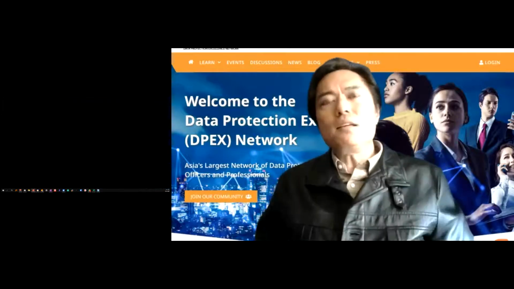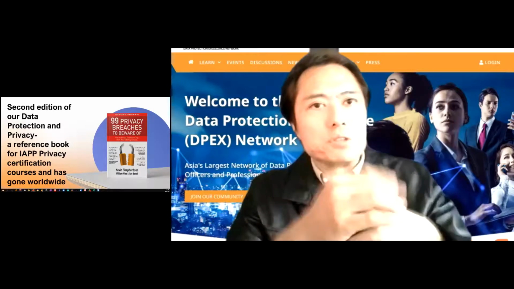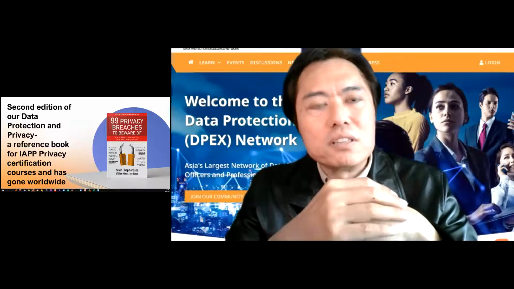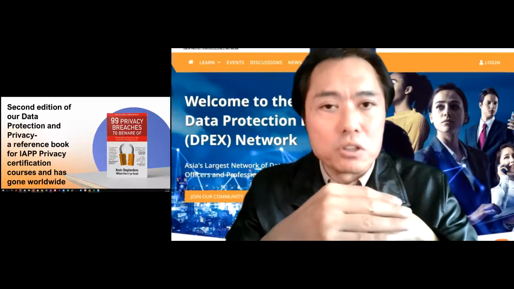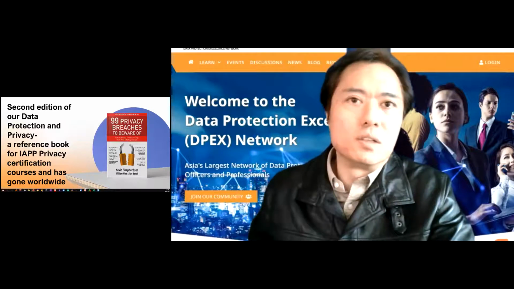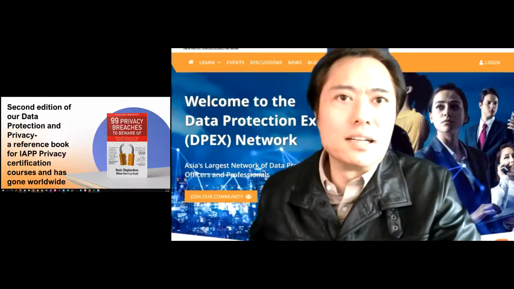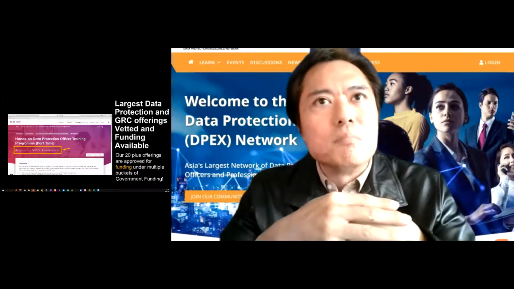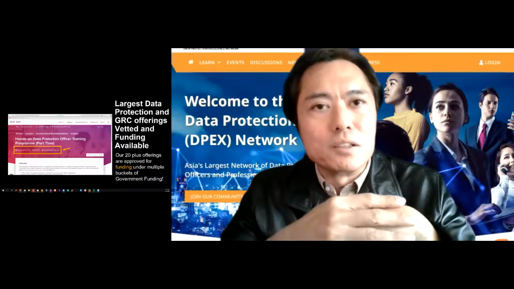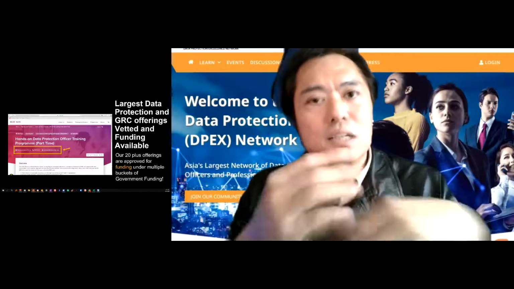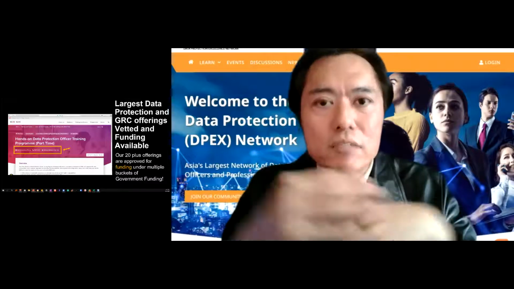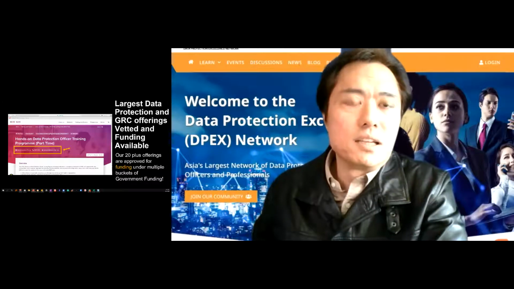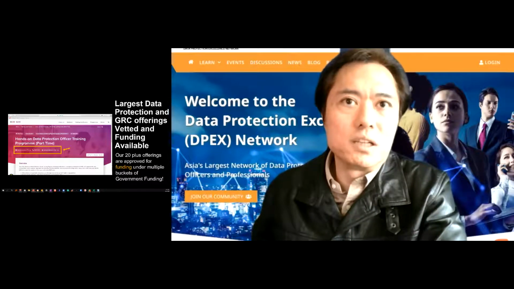And this is something we have produced as well, the Data Protection Breaches book. It's now in its 2nd edition, and it's the reference book for the international certification course as well. It's gone worldwide, so something to be proud of from a little dot on the world map. The good news is we have more than 20, maybe now double that, offerings related to data protection and governance, risk and compliance, and all of them are funded. I will show you this at the end, in the second half of my presentation, these buckets of funding, what you can do, and the roadmap.